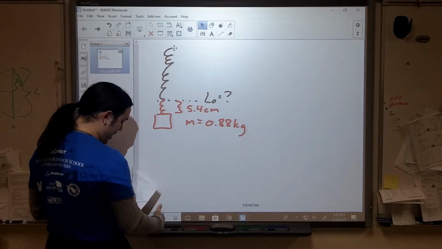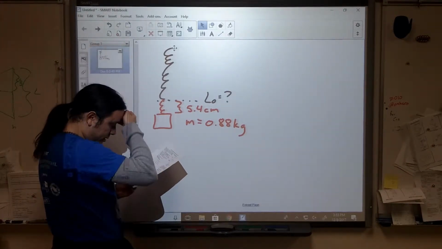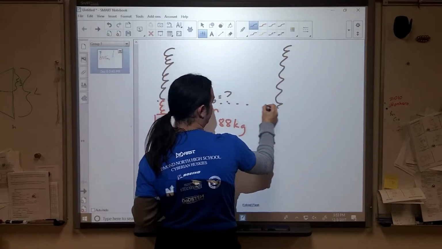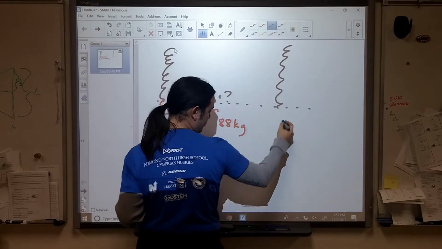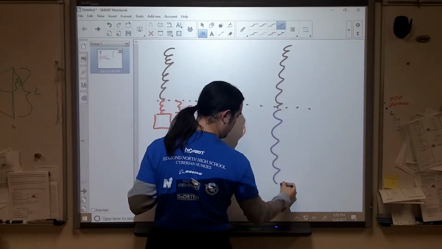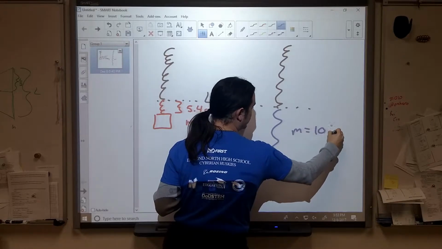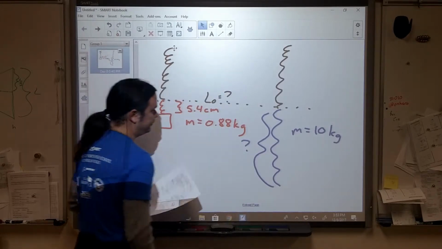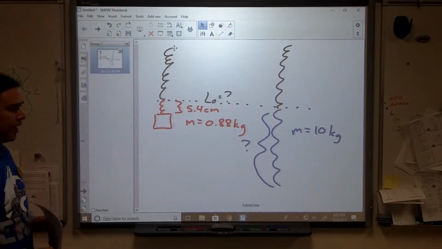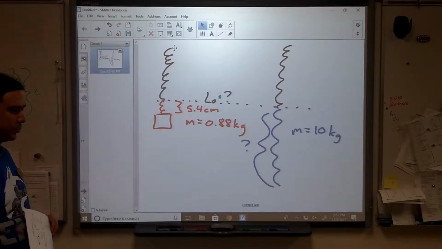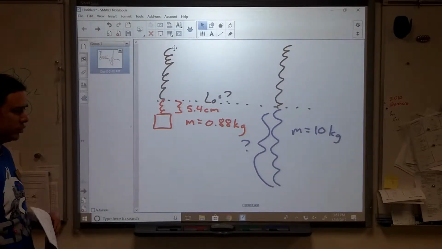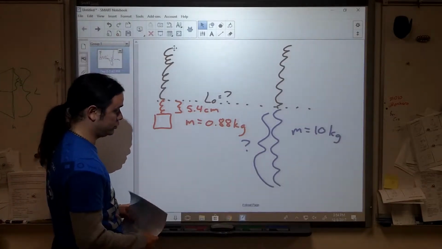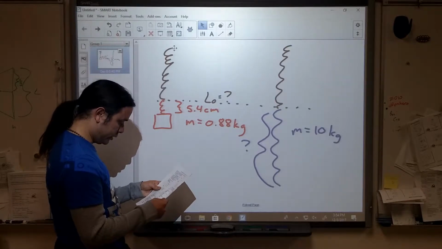And then they're asking us if instead we were to hang a mass of 10 kilograms, how far would it stretch out? Now, I've drawn that much larger because 10 kilograms is getting very heavy at that point. It's about 22 pounds. That's not light to put on a spring, especially when what we first put on was about 2 pounds.